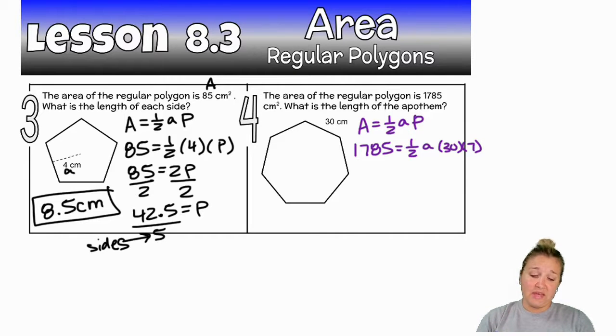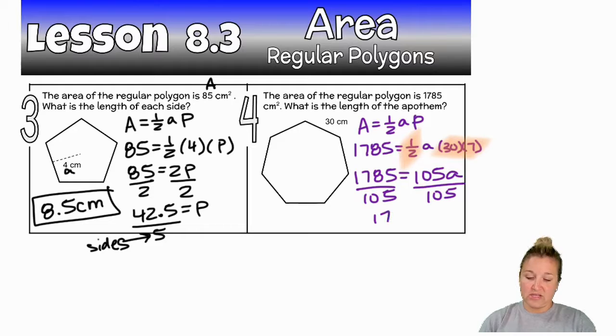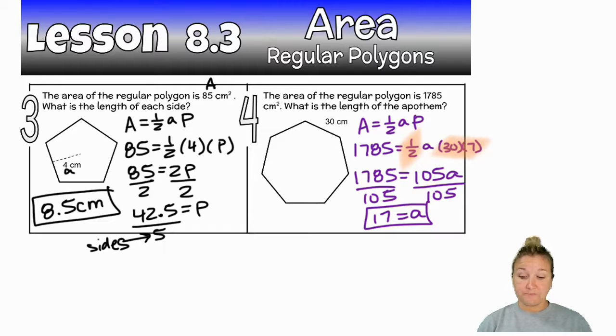And so then I have 1785. What you can do is you can multiply 1/2 times 30 times 7, and you are going to get 105 times the apothem. So you can just multiply all those together, and then solving for the apothem, solving for A, I'm going to divide by 105, and I get 17 is equal to A. So that means that the apothem would be 17 here.